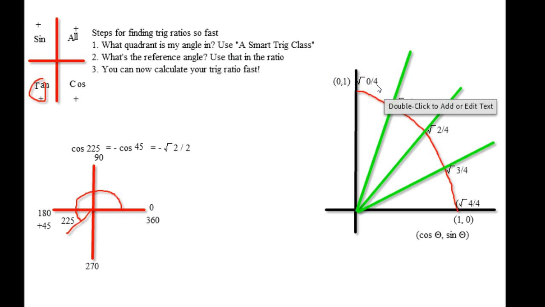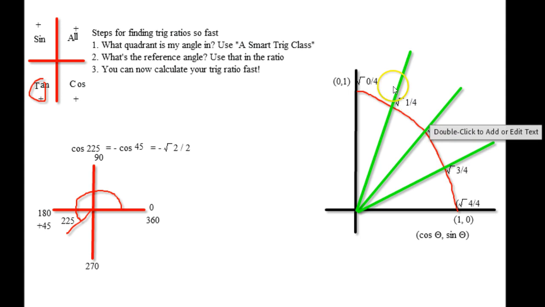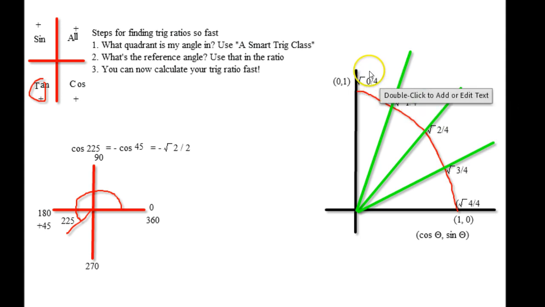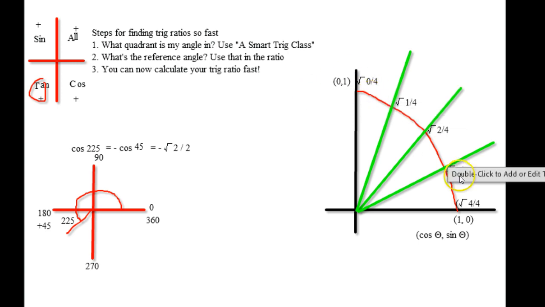So here's a little pattern that you can memorize. If you start down at the very bottom at the square root of 4 over 4 for cosine and you count your way down, so from 4 over 4 to 3 over 4 to 2 over 4 to 1 over 4 to 0 over 4, and you use the square root and then you simplify it the best you can, you can actually find the ratios for cosine that way.